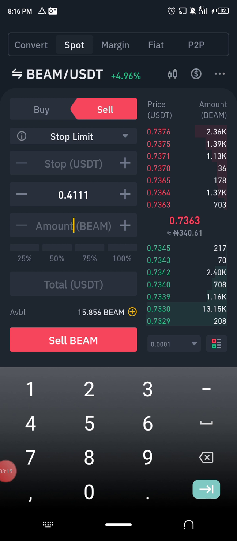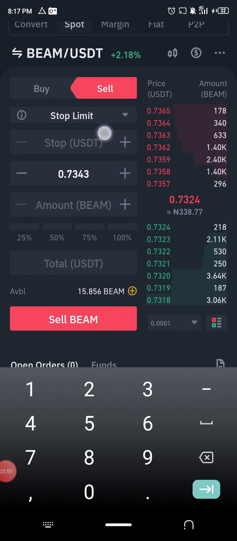I've made profit already, and I don't want to lose that profit because the market is very volatile. It goes up within a twinkle of an eye. It might decide to retrace and start coming down again. I don't want to be caught unexpectedly and start losing. I'll need to use a stop loss, a stop limit order, to protect my investments. That is why we use the stop limit.